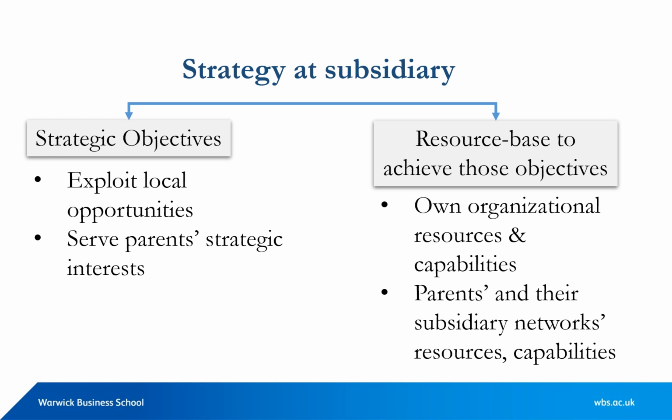Now let us look at the strategic decision making at the subsidiary level. A subsidiary is owned by at least one parent firm. So it is simultaneously pursuing not only its own goals as an organization, but also that of its parents or owners. Further, a subsidiary can access and deploy not only its own resources and capabilities, but also that of its parents and their other subsidiaries and network firms.